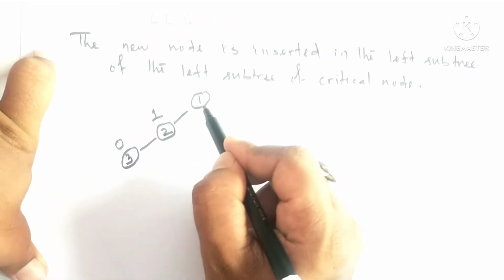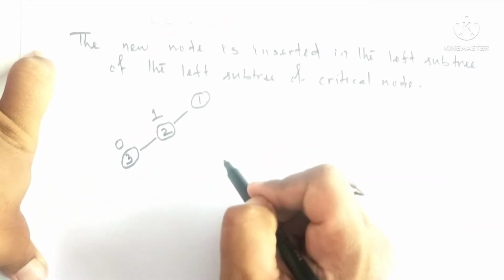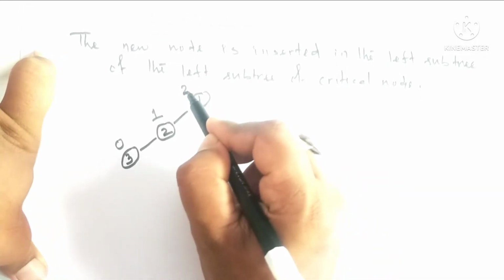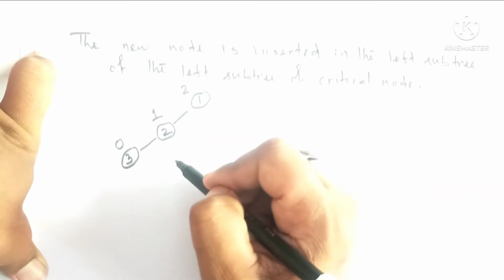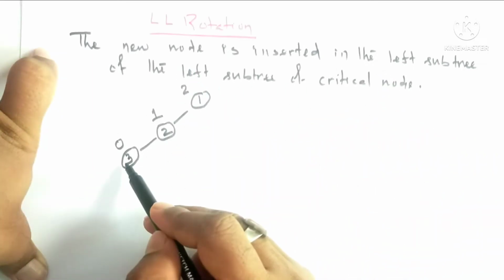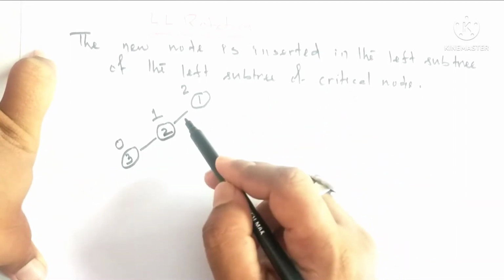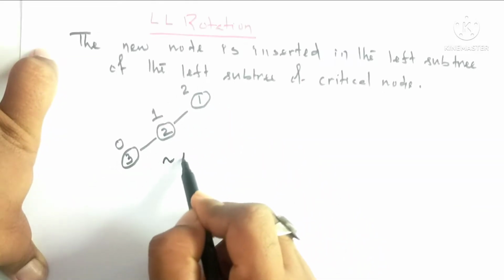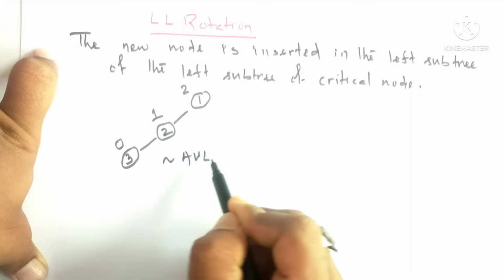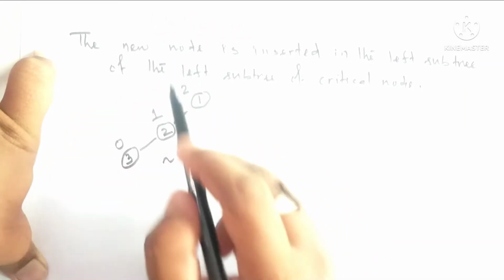And what is the balance factor of node number 1? The height of the left subtree is 2, and the height of the right subtree is 0 because there is no right subtree. So 2 minus 0 becomes 2. That's why node number 1 is called the critical node. The new node 3 is inserted in the left subtree of the critical node. So now it is not an AVL tree. If you want to convert this non-AVL tree to an AVL tree, we need the LL rotation.